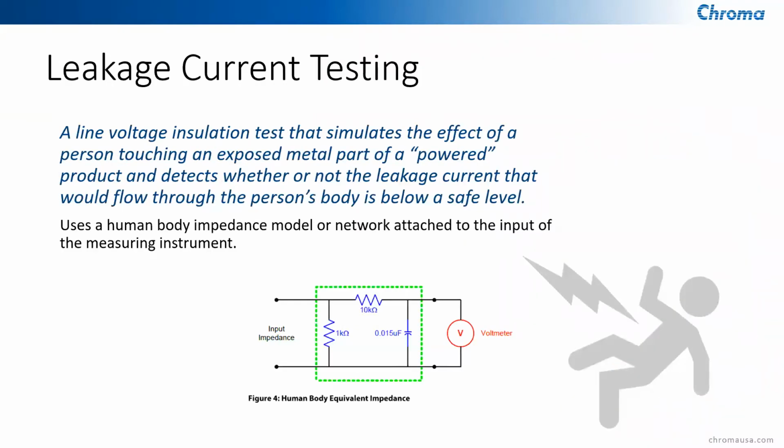So now we move on to leakage current testing. This is a little bit more of a complex electrical safety test. This is a line voltage insulation test that simulates the effect of a person touching an exposed metal part of a powered product and detects whether or not the leakage current that would flow through the person's body would be below a safe level. So this test utilizes a human body impedance model or network, which is attached to the input of the measuring device.